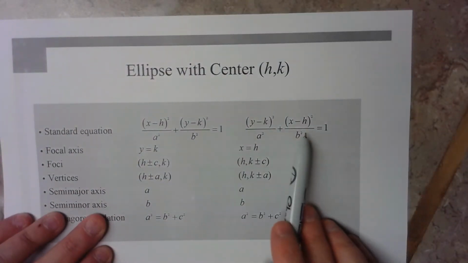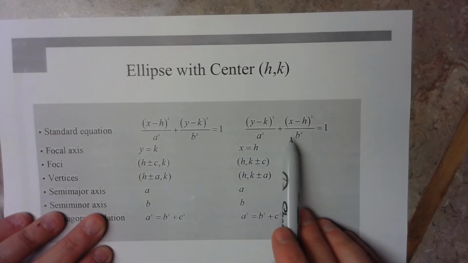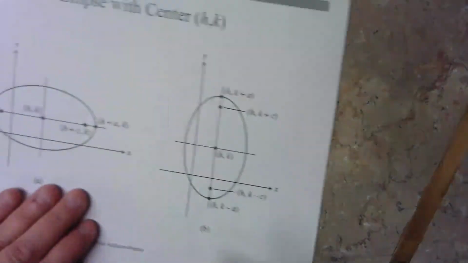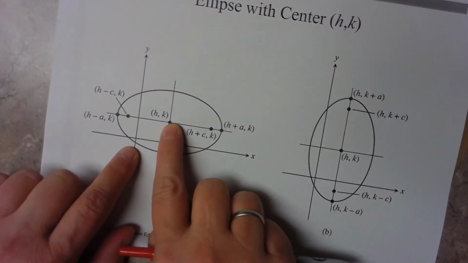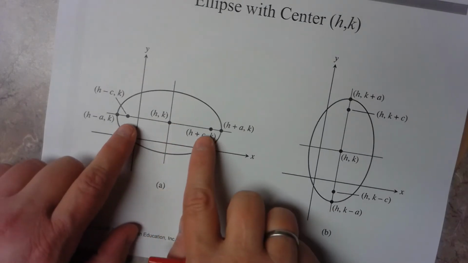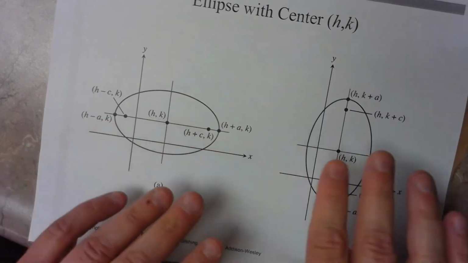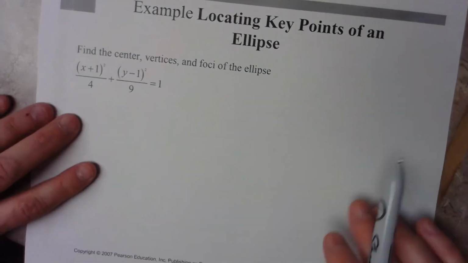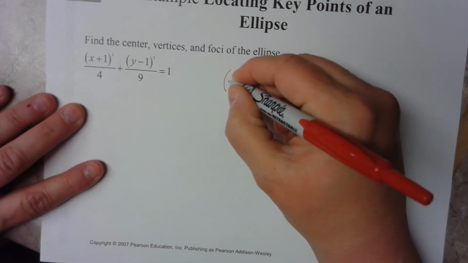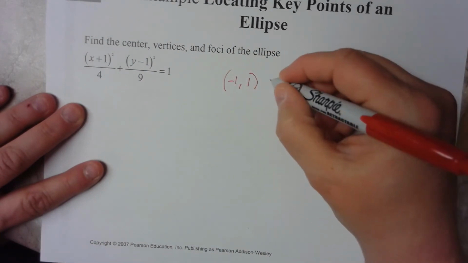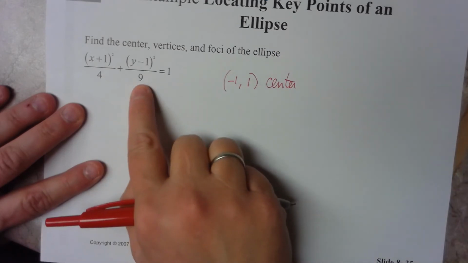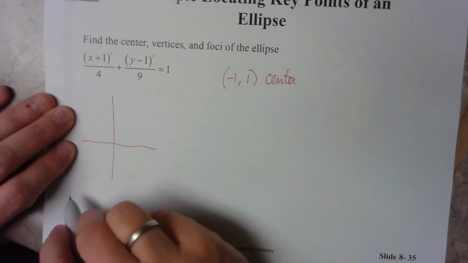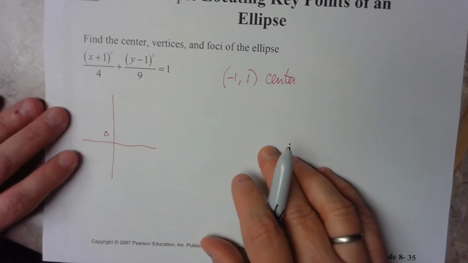So if it's situated somewhere else, we have to accommodate that, and that's just the same thing that we did for parabolas. So if we pick up the center and move it over, well, that means the foci and the vertices are kind of picked up and over as well. Find the center, vertices, and foci of this ellipse. Well, the center is going to be at -1, 1. So that's my center. Now the bigger number is underneath the y, so that means it's elongated vertically. So -1, 1, there's my center.